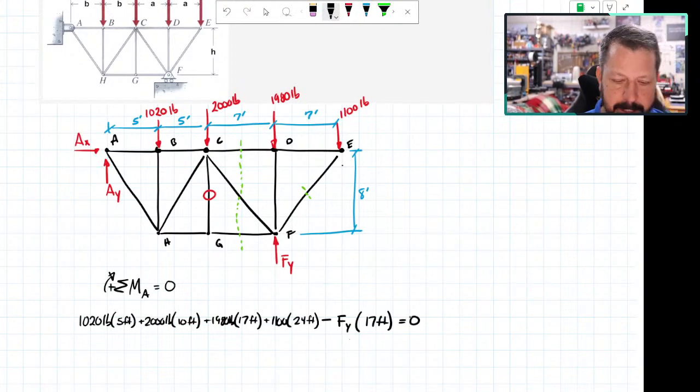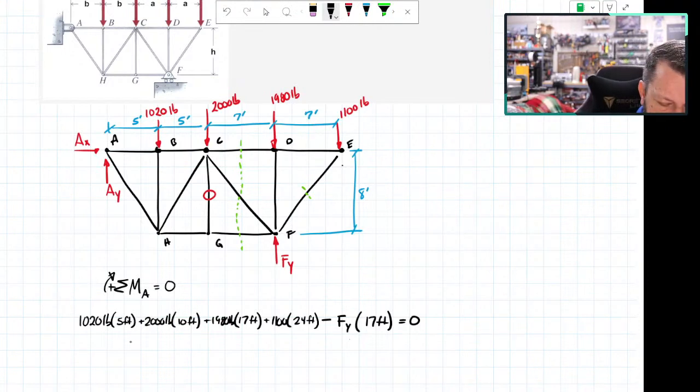All of those have to add to 0. If those don't add to 0, then the truss is moving clockwise or counterclockwise about point A. And I know I don't want it to do that, so these need to add to 0. Let's calculate. 1020 times 5. I want to leave the units off. I don't like doing that, but it's getting really crowded with all the units in there, so I'm going to leave them off for now.